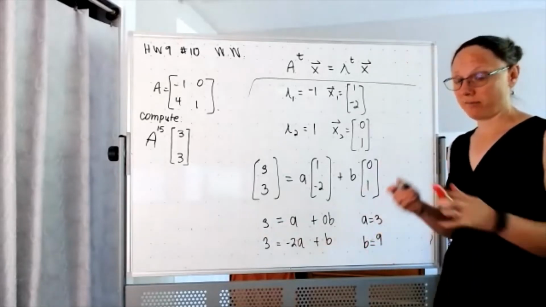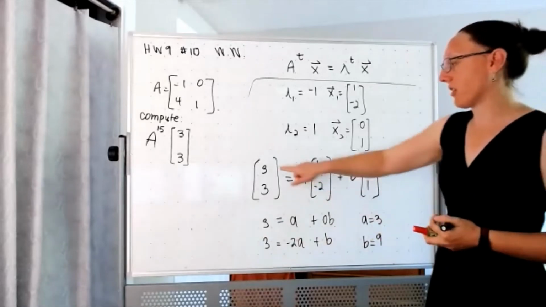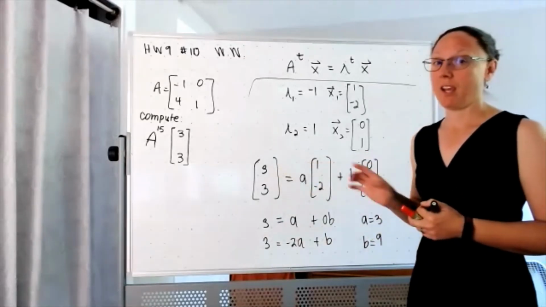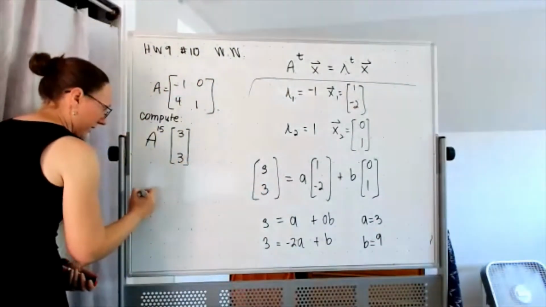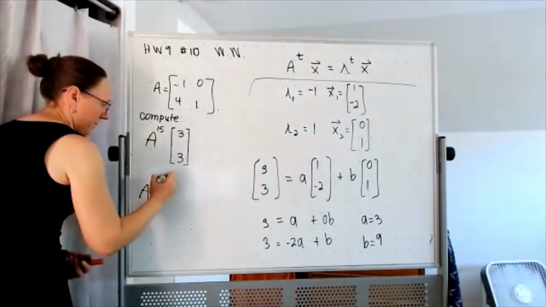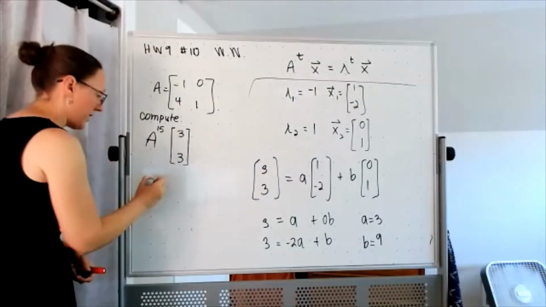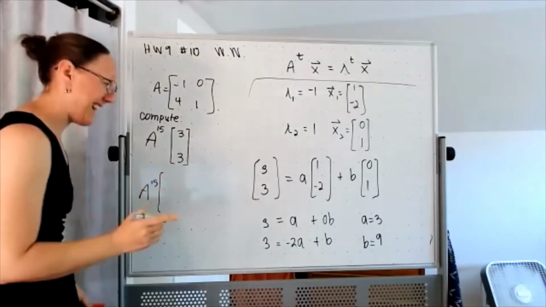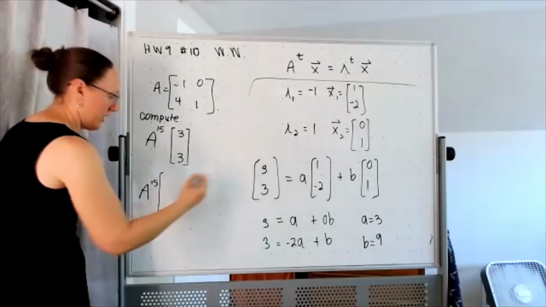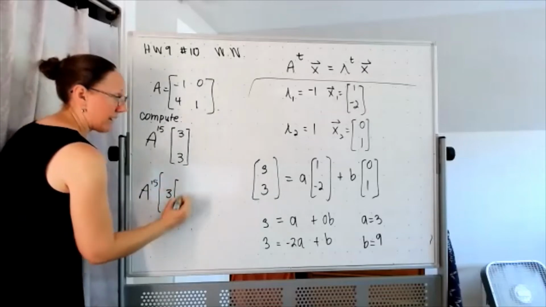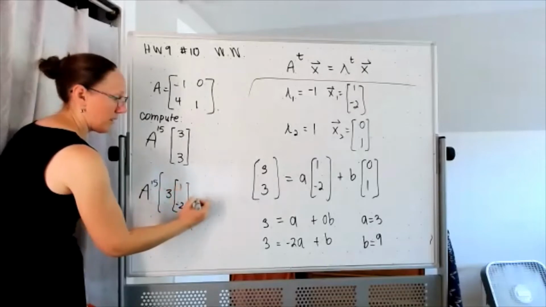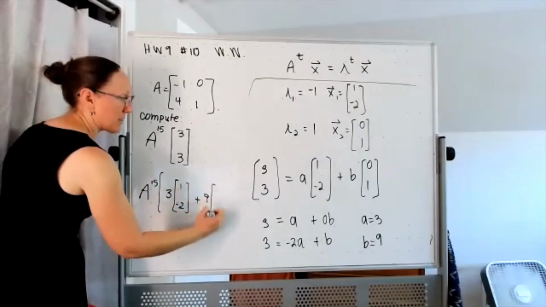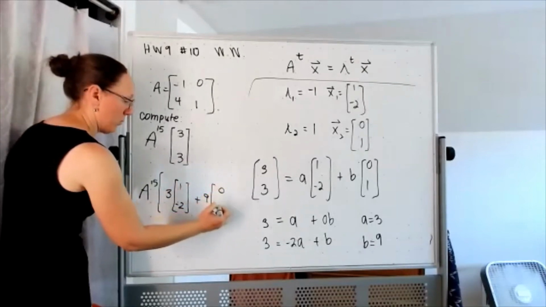So now I know that I can write this vector 3, 3 as, put it over here, I've got A to the 15th. And I'm going to write that vector 3, 3 that we're going to multiply by instead as 3 times the vector 1, negative 2 plus 9 times the vector 0, 1.